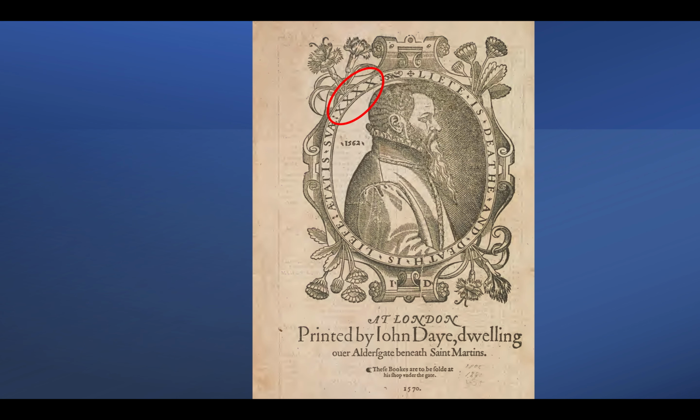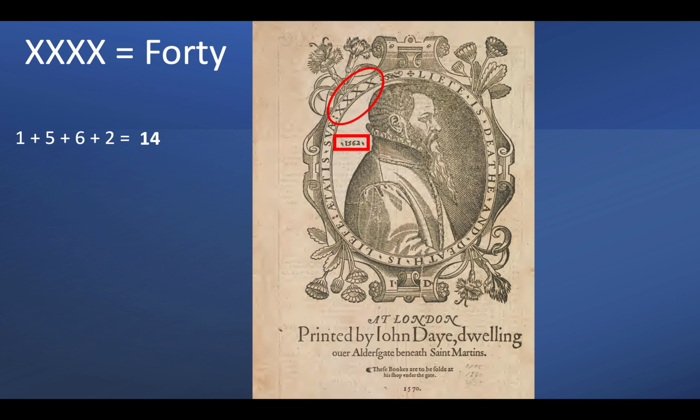So we've seen the 40 already there with our four X's, but if we continue and have a look at this date here, 1562, if we do some digit sum arithmetic and add those digits together, we're going to get 14. 14, which of course has our 4T in it. There's a date. And if we continue, with 1 plus 4, we again get our terminus of our V, our 5.